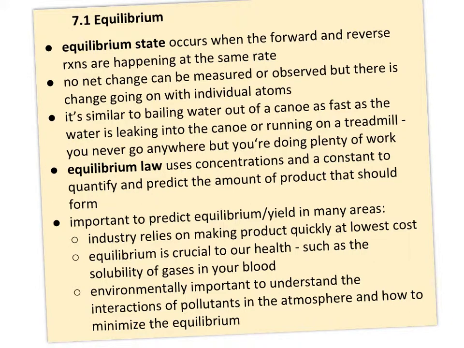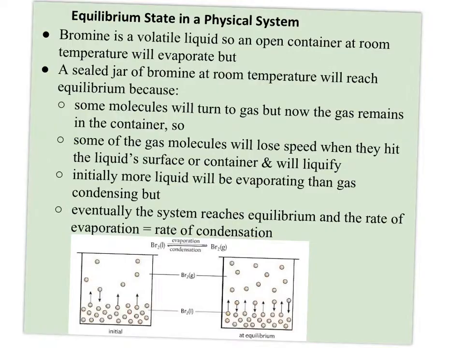And in industry, of course, that's important because you're looking to make as much product as you can quickly at a low cost. Within our bodies, it's crucial to our health, such as the solubility of gases in your blood. You want to maximize the oxygen in your blood, but you want to minimize CO2 and other gases. Environmentally, it's important because pollutants are often caused by gases that may convert to other things. So there are a lot of areas where chemists are interested in equilibrium and yield.